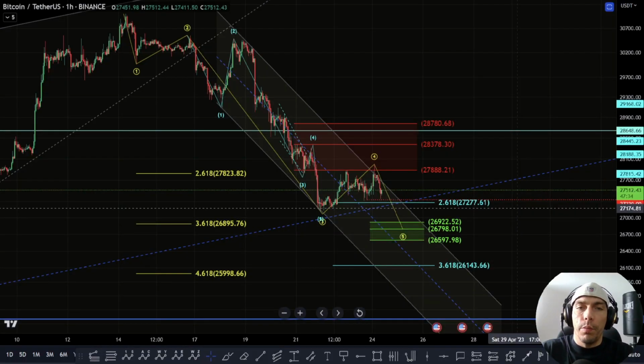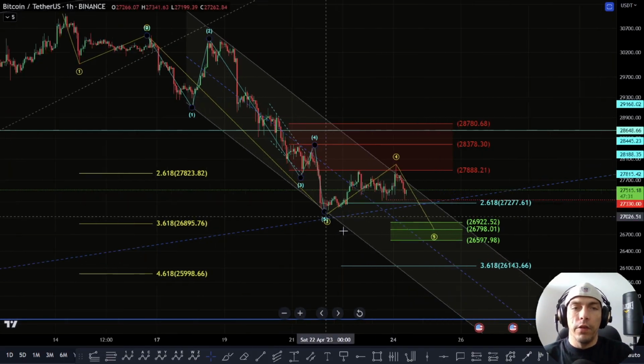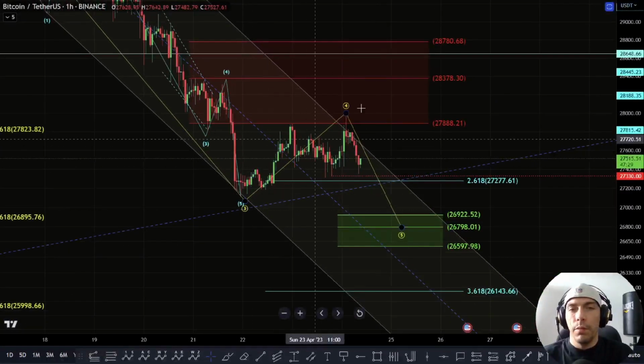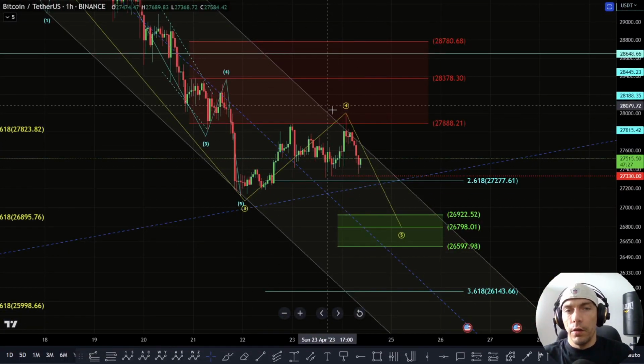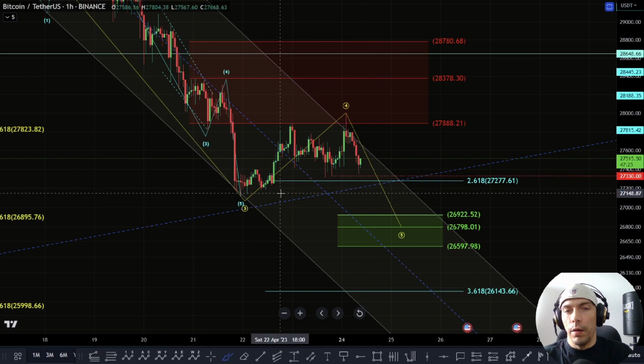Let's get into the price action and see what's going on. What we were talking about previously, we are looking for the potential of actually setting up for a fourth wave here and actually coming back up into this channel. So we've done that. Now the question is, is this completed or is this actually turning into something else here?